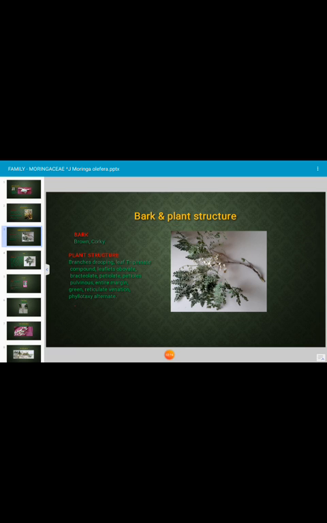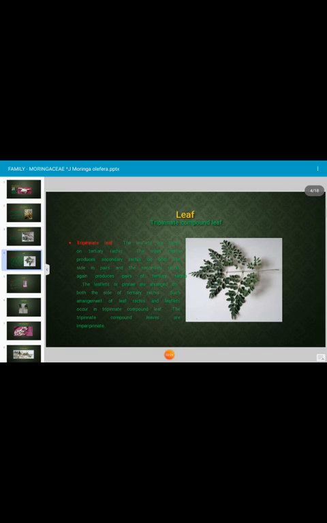And how is the plant structure? See in the photograph: drooping branches, leaves, tripinnate leaves, leaflets, etc. Next slide. How is the leaf of Moringa oleifera? Leaf is a tripinnate compound leaf.